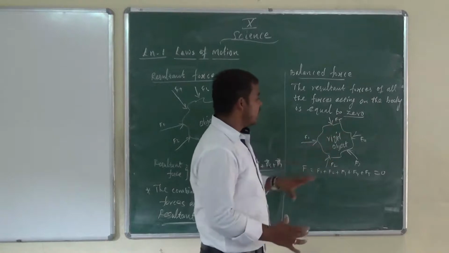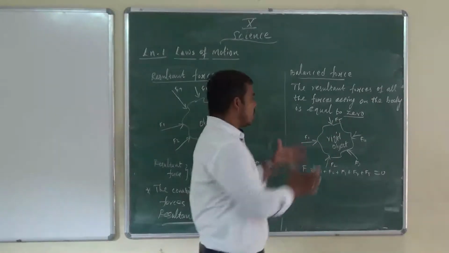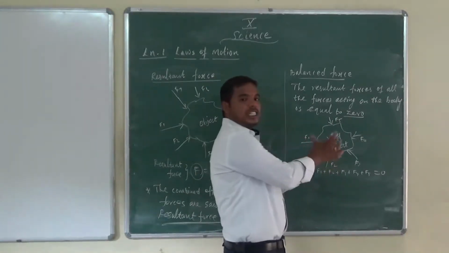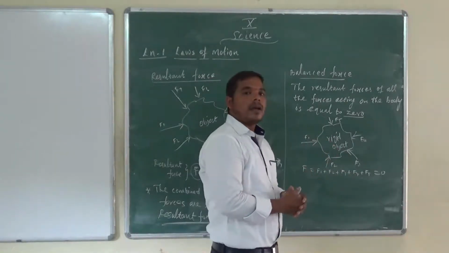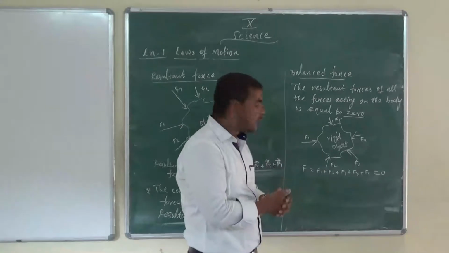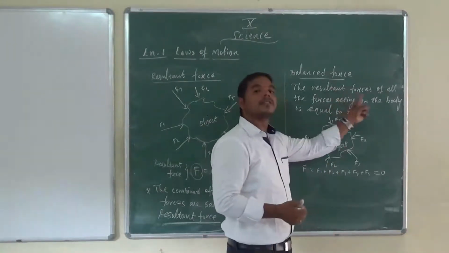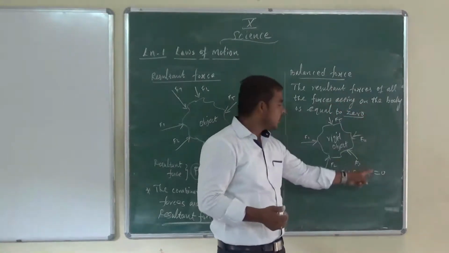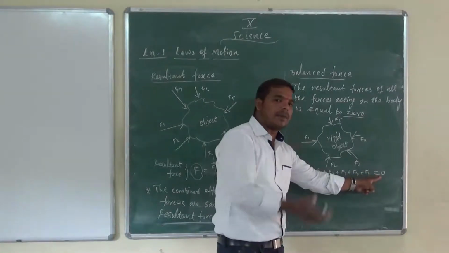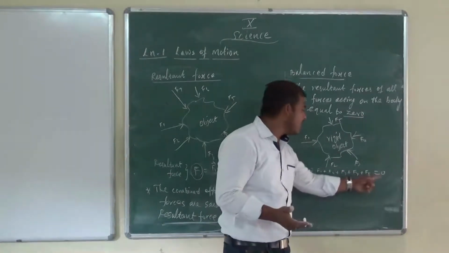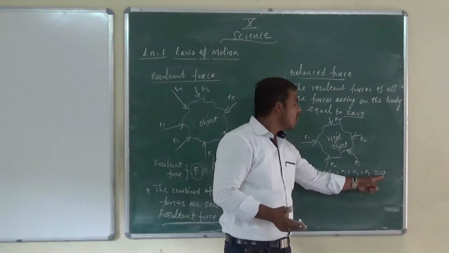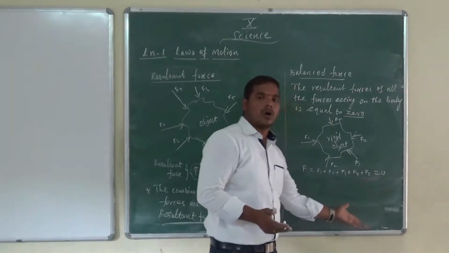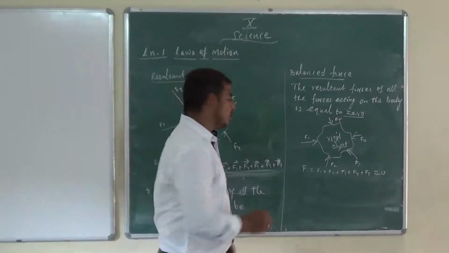That means that when several forces are applied, the object's position does not change. It should not change. It's known as a balanced force. When you apply the force, it does not produce any movement or change any state. The result is 0. That is known as balanced force.